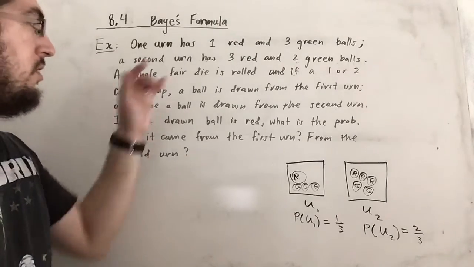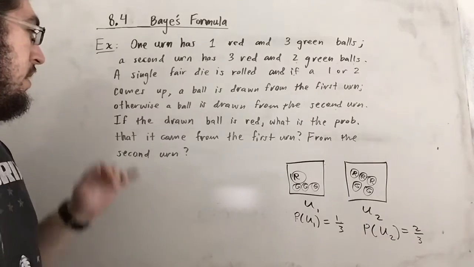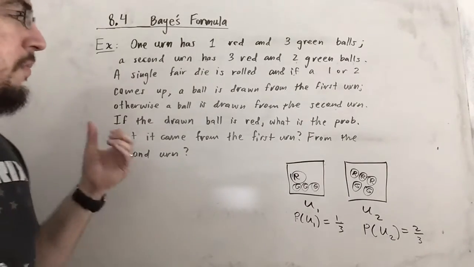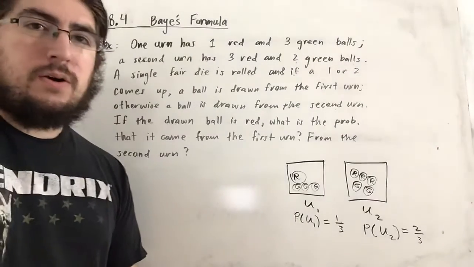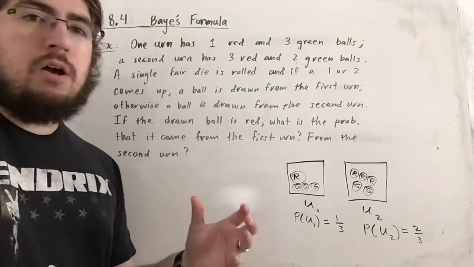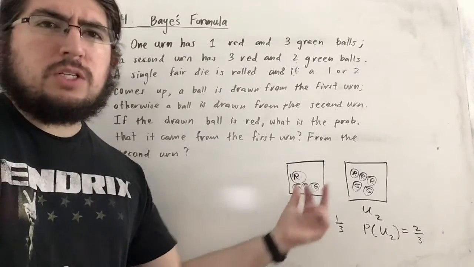So if 1 or 2 comes up, we draw from the first urn. Otherwise, we draw from the second urn. Okay, good. So if the ball drawn is red, what is the probability that it came from the first urn? So all we know is that we drew a red ball and we want to figure out, did we draw from the first urn or from the second urn?